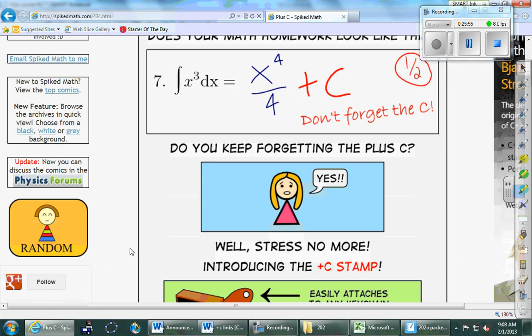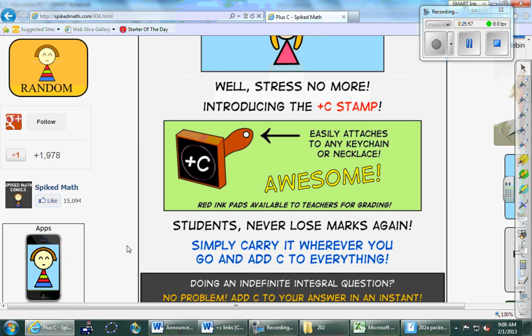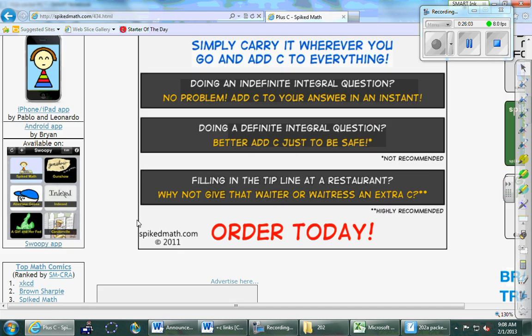So how do you avoid that? You keep forgetting it. It's the plus C stamp with a little hole, so you can put it on your keychain. You just always have it. So it says just carry it around. If you're doing an indefinite integral, you just in an instant stick on the plus C.